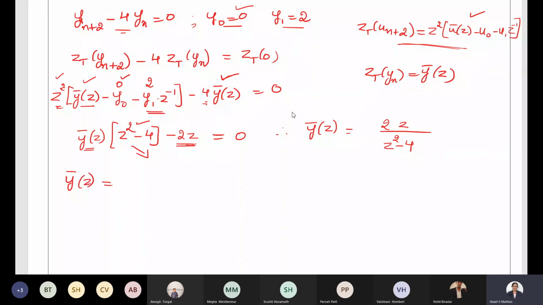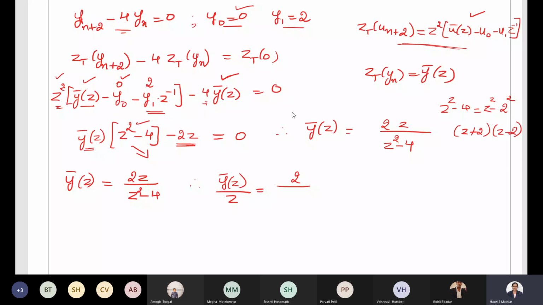Y bar of z is 2z divided by z squared minus 4. So what will be y bar of z divided by z? It is 2 into, see, 1 divided by z squared minus 4. Z squared minus 4 is z squared minus 2 squared. A squared minus b squared is a plus b into a minus b. Am I correct? So the denominator can be written as z plus 2 into z minus 2.